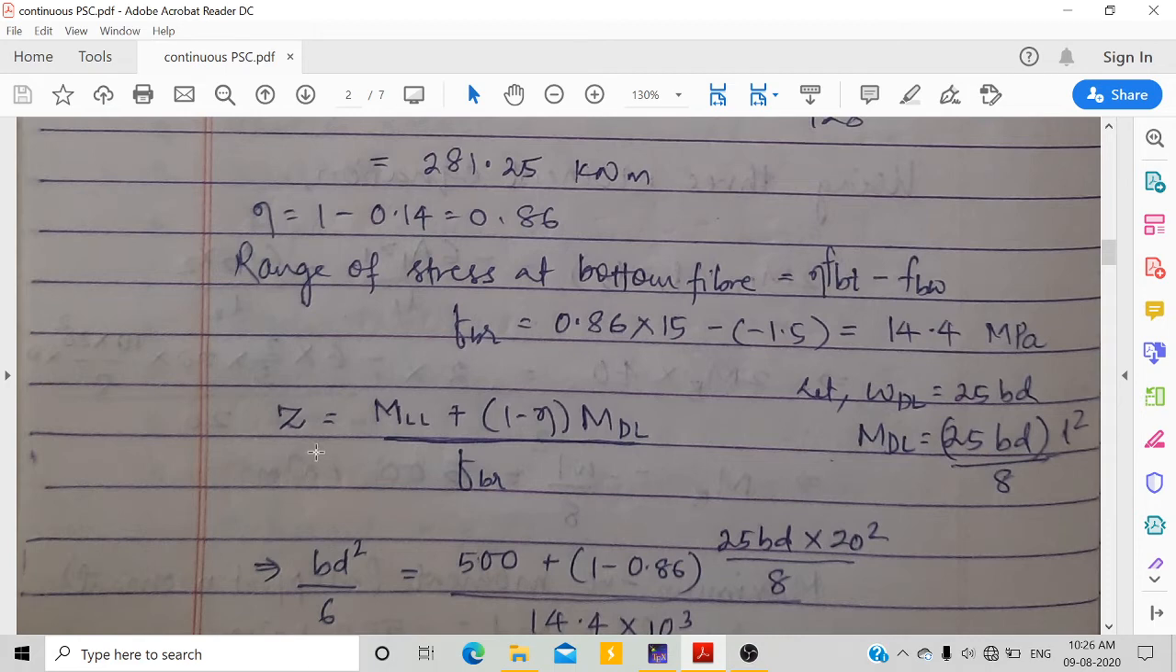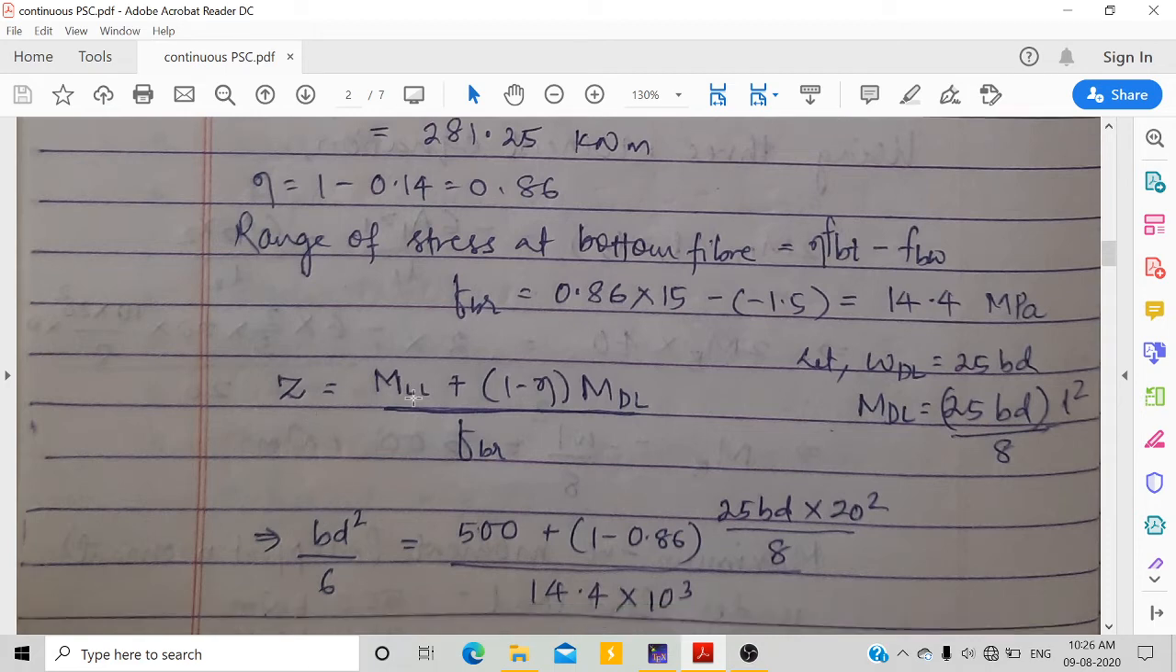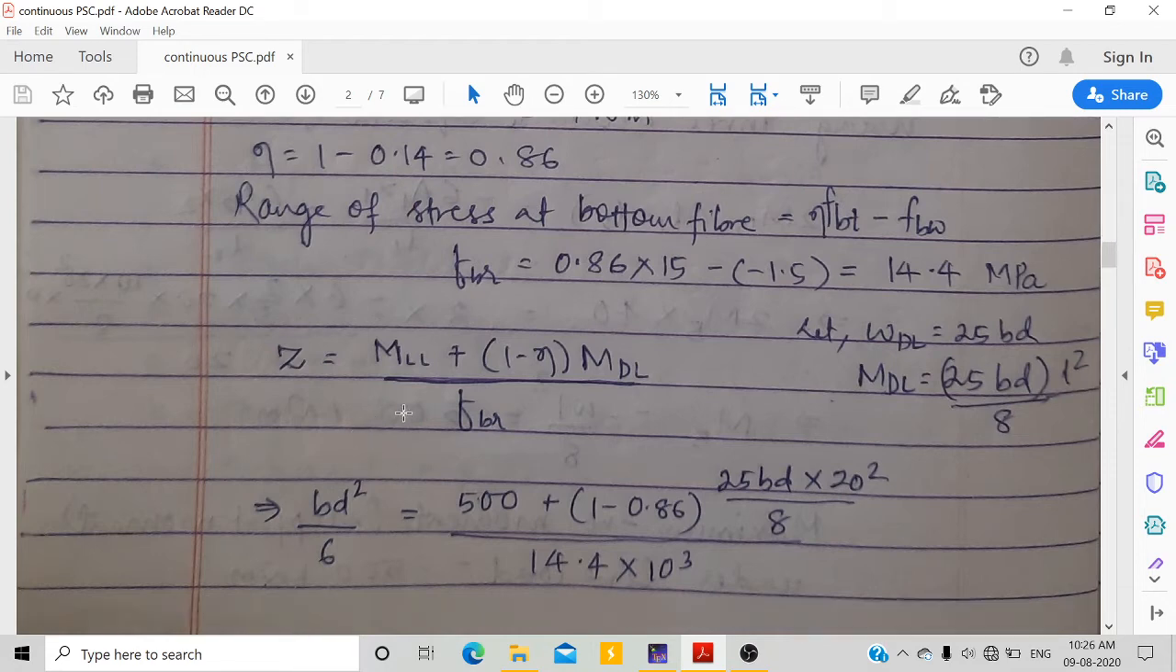So this BD square by 6 it will come. If you use this formula, we can calculate what is the minimum depth or the dimension that is required for the beam, because we need to first find out the dimension, right? So for that, what is the minimum dimension? In order to find that, I'm using this formula.